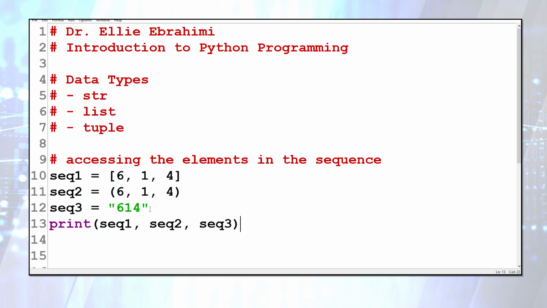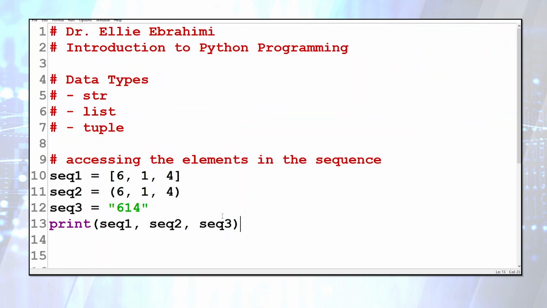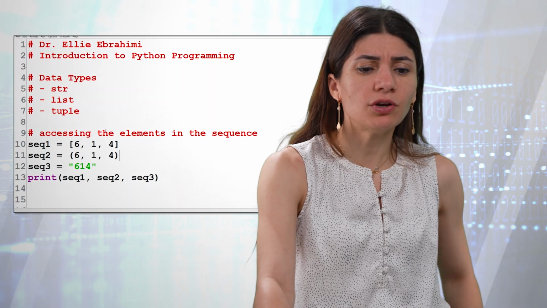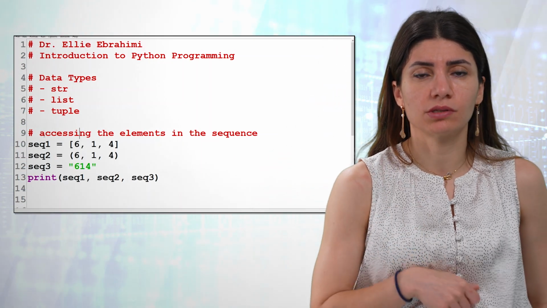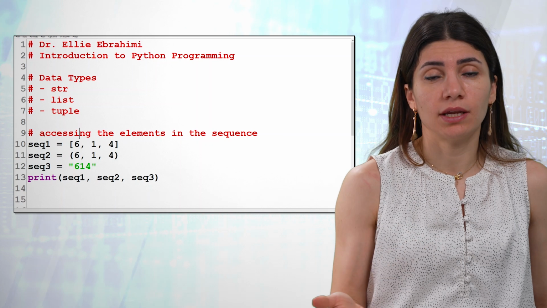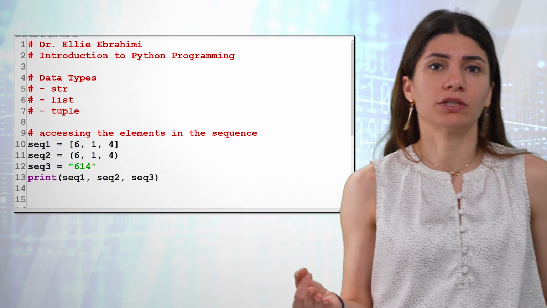So we can do that and see the result. So here we go. This is the first one, which is type list, tuple, and then this is your string. Okay. Now, we're going to focus on accessing the elements inside your sequence. To access the elements inside the sequence, we need the index number that we talked about.